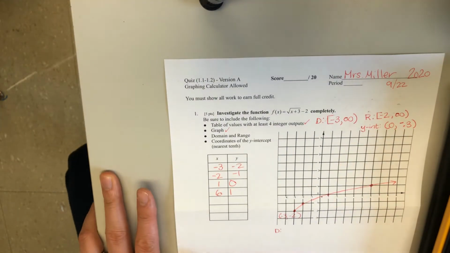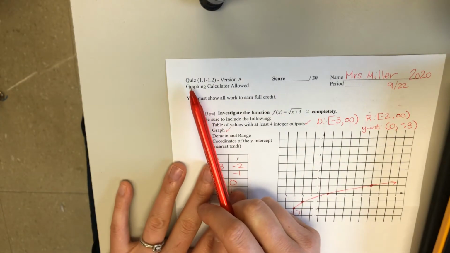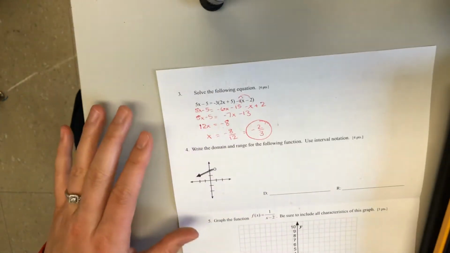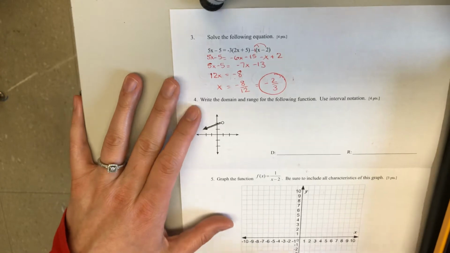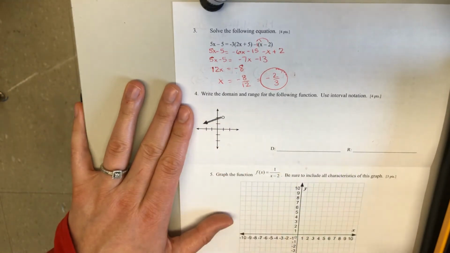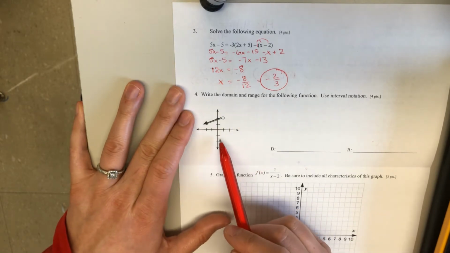Hi guys, this is part 2 of the video to go through your individual quiz 1-1 through 1-2 from September 22nd. The first part went over 1 through 3. Now I'm going to go over questions 4 and 5. 4 is a domain and range question.